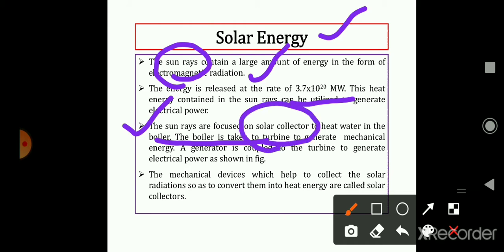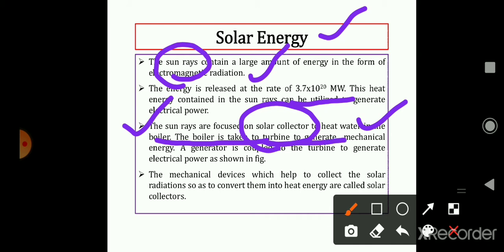So it is one mechanical device which collects the huge amount of solar radiation, and from the solar radiation we have a huge amount of heat energy. That heat energy we can transfer to water. So the water becomes hot water. That hot water is again converted into steam. That steam energy we can utilize to run the turbine.